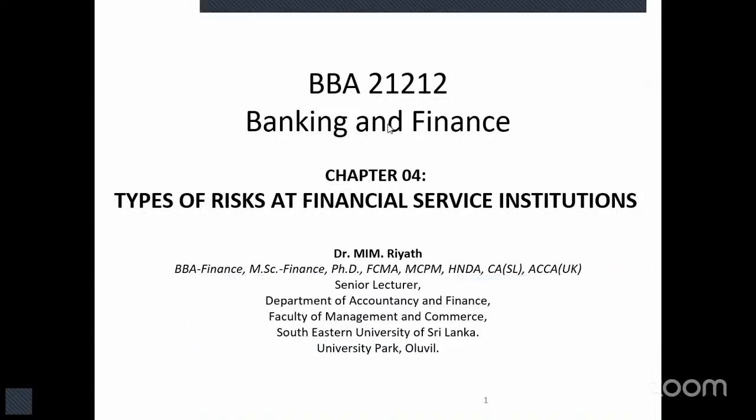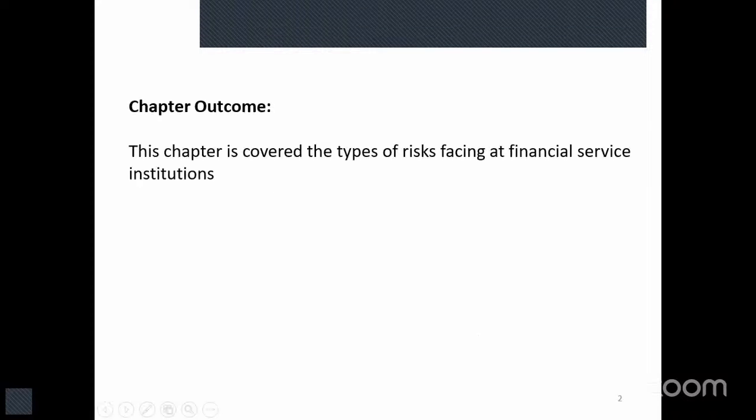Today, we will talk about banking and finance, chapter 4, types of risk at financial service institutions. The chapter outcome: this chapter covers the types of financial risk facing financial service institutions, especially.